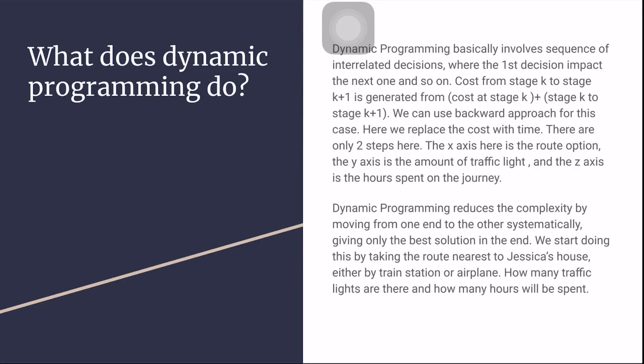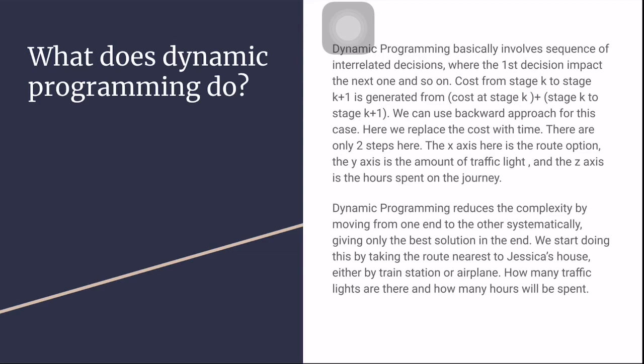And what does dynamic programming do? Dynamic programming basically involves a sequence of interrelated decisions where the first decision impacts the next one, and so on. Cost from stage k to stage k plus 1 is generated from cost at stage k plus the cost from stage k to stage k plus 1. We can use this backward approach for this case.